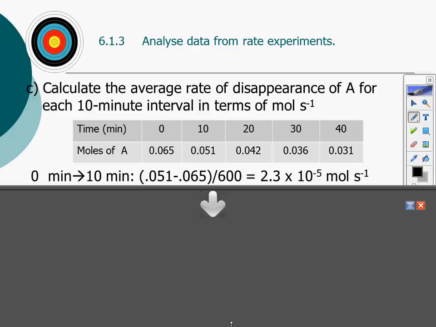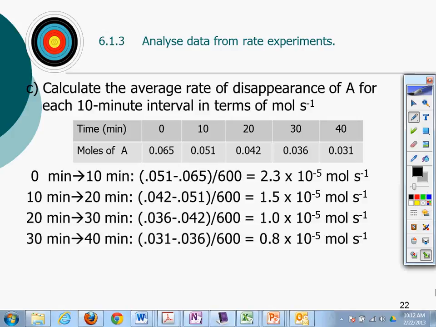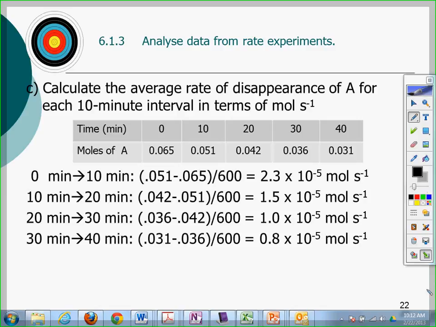Then it wants you to do each 10-minute interval, so you've got to do 2 more just to make sure you do it right. Again, one more time, let me explain why we did this. There we go. Let's see your homework. All right, homework.